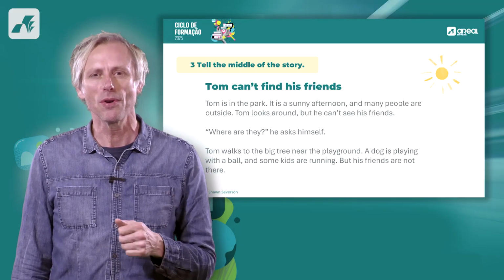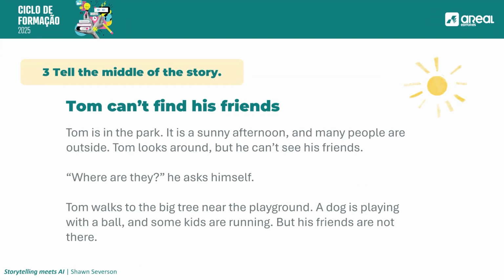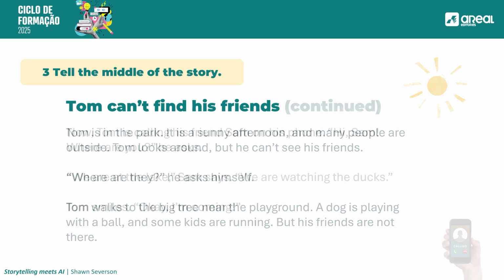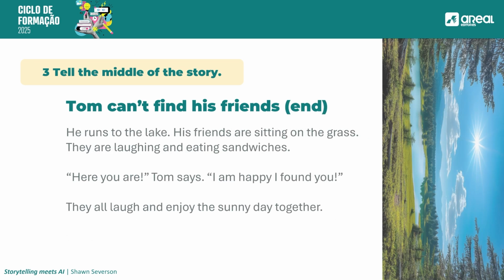Let's go on now to our third kind of story, and that is telling the middle of a story. So I have a story here called Tom Can't Find His Friends. And Tom goes to the park, he's looking for his friends, and he gets there and he says, where are they? And he can't find them. Well, we'll give you the ending, and the ending is that he finds them by a lake.